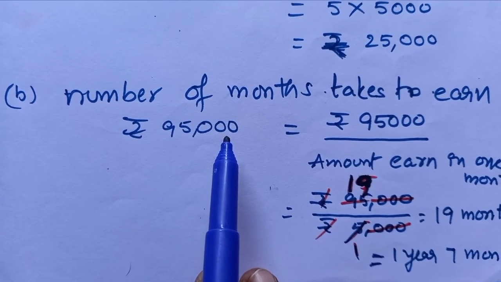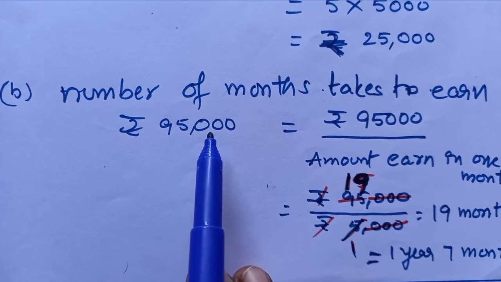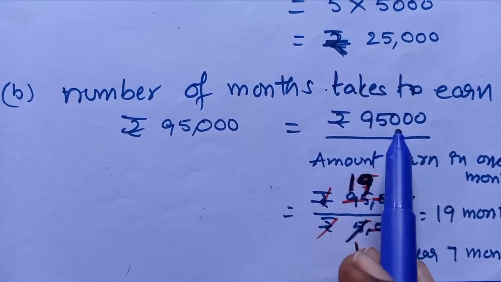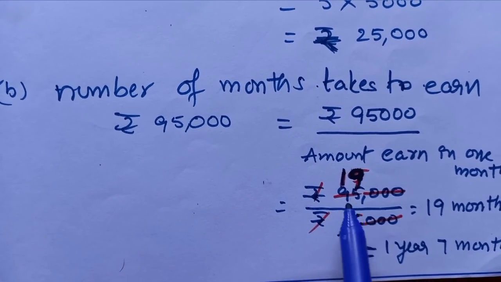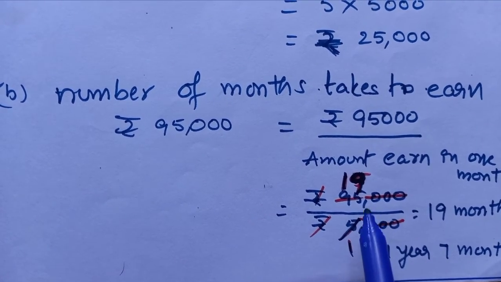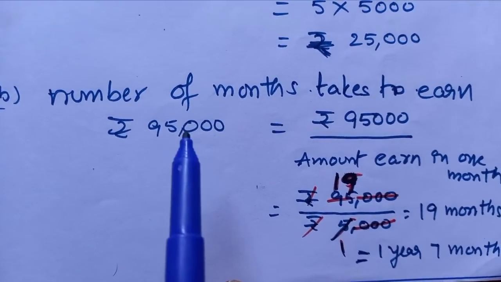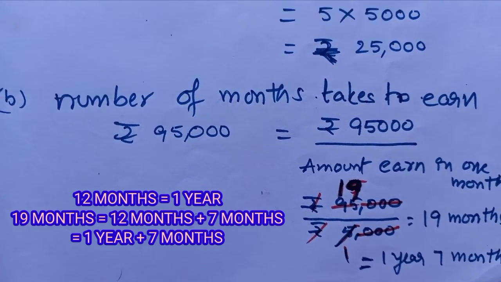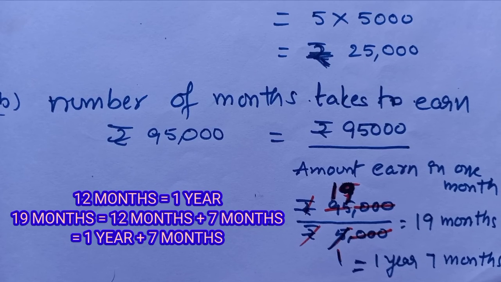Next, part B. Number of months taken to earn 95,000. Here we have to calculate how many months he will take to earn 95,000 if he earns the same amount every month. Then 95,000 by the amount earned in a month, that equals 95,000 by 5,000. 3 zeros cancel, and 5 ones are 5 and 5 nineteens are 95. So he will take 19 months to earn 95,000. By converting it into years, 1 year 7 months. Therefore, he will take 1 year 7 months to earn 95,000.